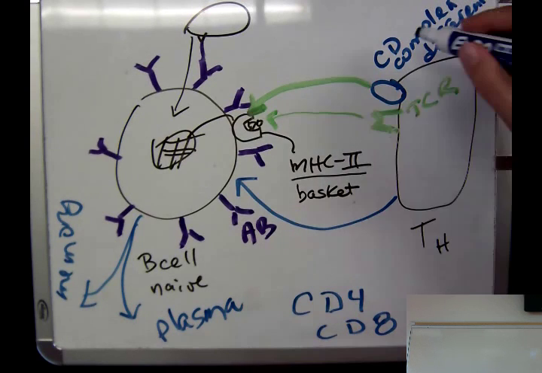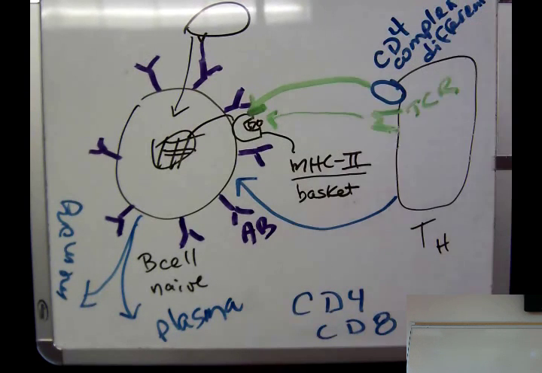The T helper cells all have CD4. That's what they have on them. So that's why T helper cells are CD4 positive. And that's the kind of interaction they're going to have.